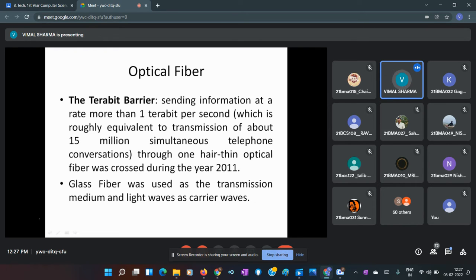So how this optical fiber, the invention of optical fiber, has revolutionized the field of communication.